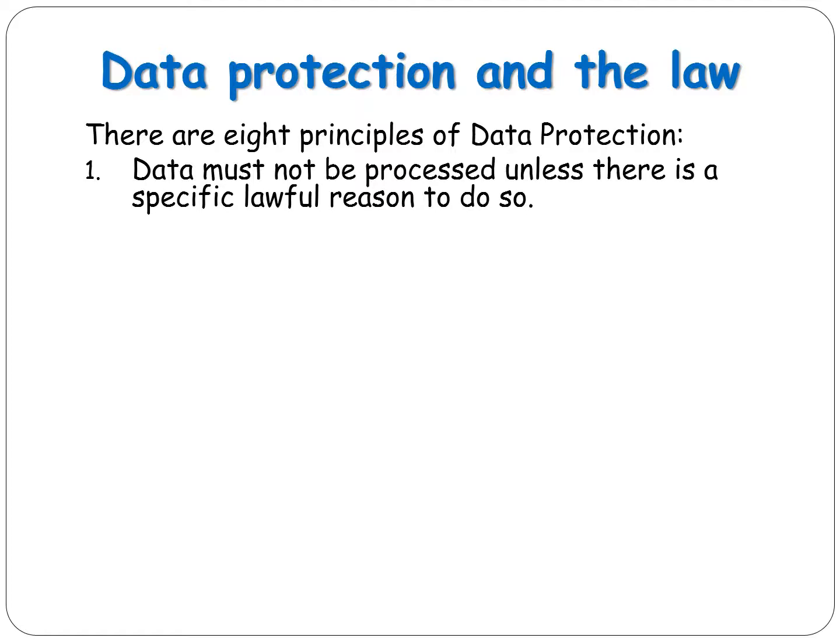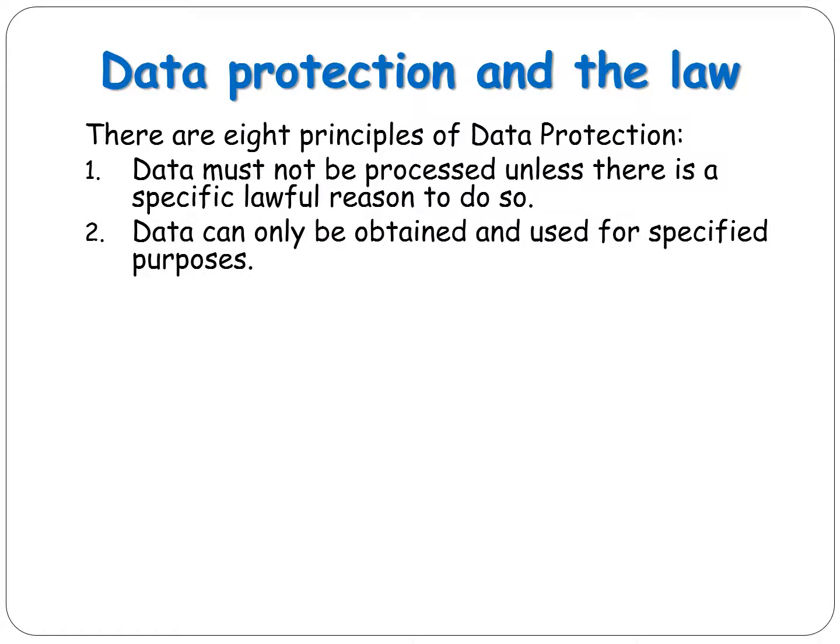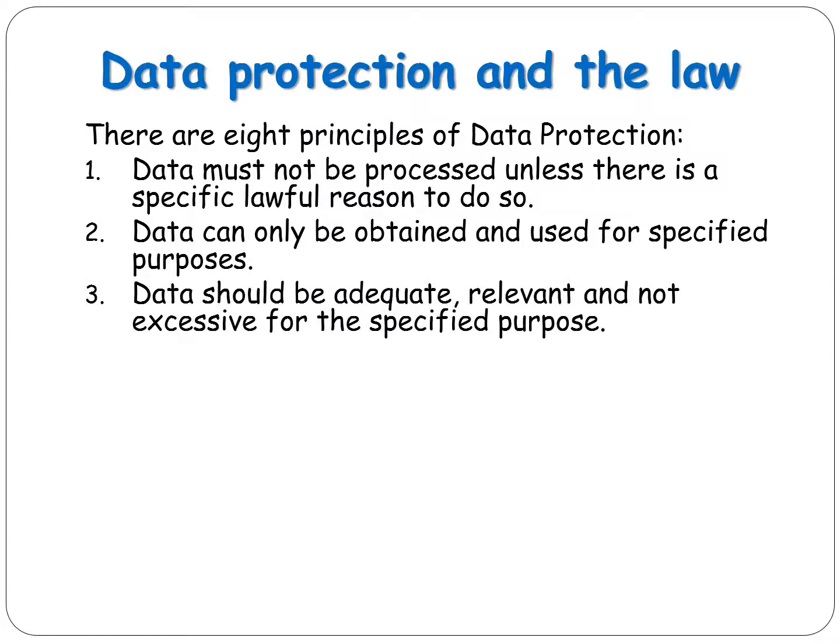The first one is data must not be processed unless there is a specific lawful reason to do so. Second one is data can only be obtained and used for specified purposes. So the company must say what the data is being collected for, and then it can only be collected and used for that purpose. Number 3, data should be adequate, it should be relevant, but shouldn't be excessive for the specified purpose. If you don't need to collect information about somebody's children and their ages and their dates of birth and where they go to school, that's excessive data and it's not needed.